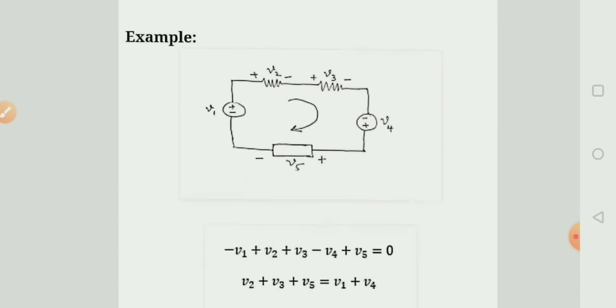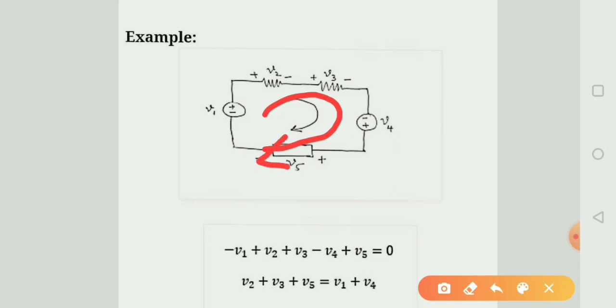Now we take a second example. Here is an electrical circuit. We see that here is one battery and here are V1 voltage, V2 voltage, V3, V4 and V5. So if we apply KVL for that circuit, at first we mark the circuit direction. Here we take clockwise direction.